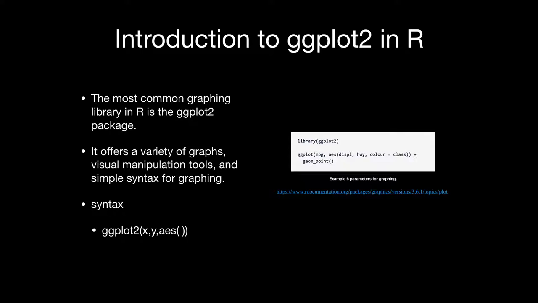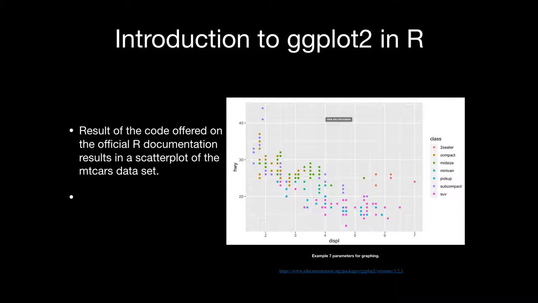The most common graphing library in R is the ggplot2 package. It offers a variety of graphs, visual manipulation tools, and simple syntax for graphing. The syntax here is going to be ggplot, your x data, your y data, and the aes function. I'll dive into that in just one moment. So the result of the code offered in the official R documentation is a scatter plot from the mtcars dataset.